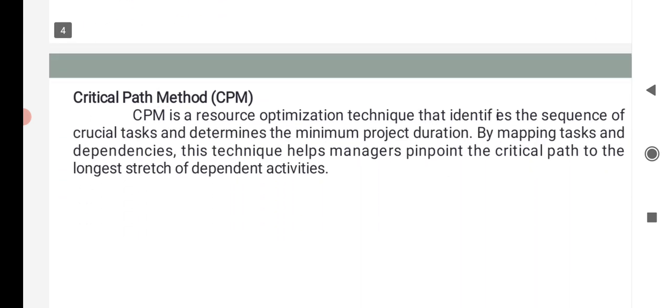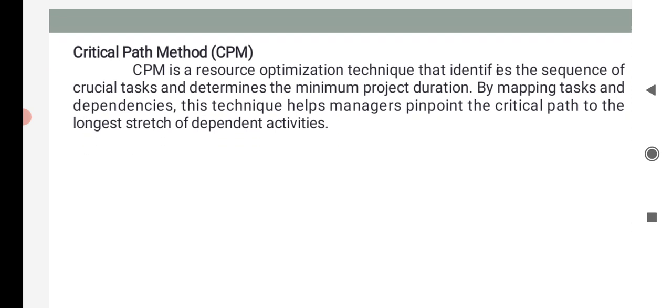They can then analyze and compare the outcome of the scenarios, select the best-fit resource plan and prioritize the projects. Critical path method. The critical path method is a resource optimization technique that identifies the sequence of critical tasks and determines the minimum project duration.